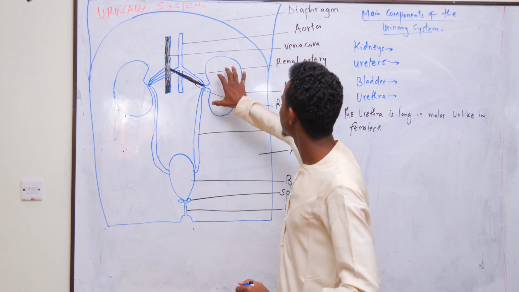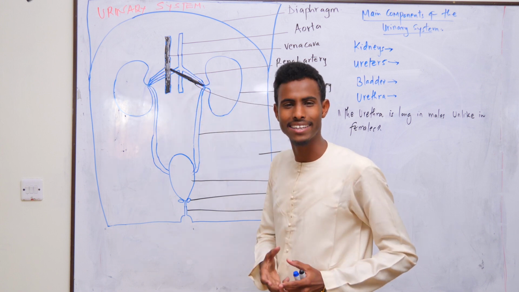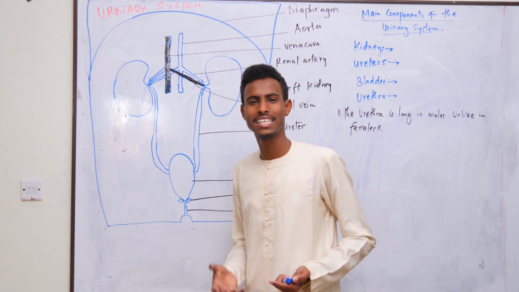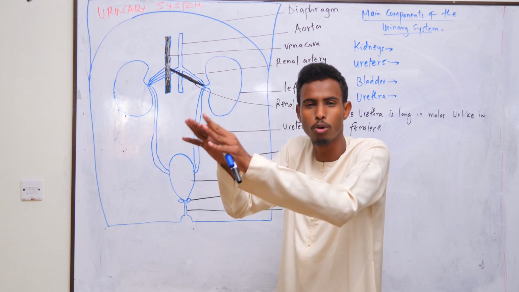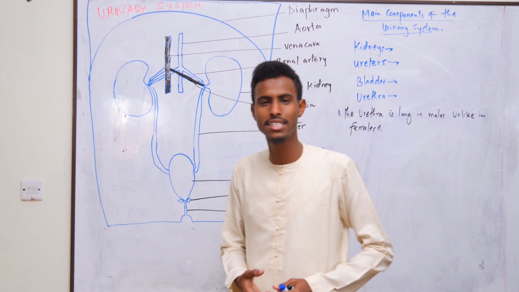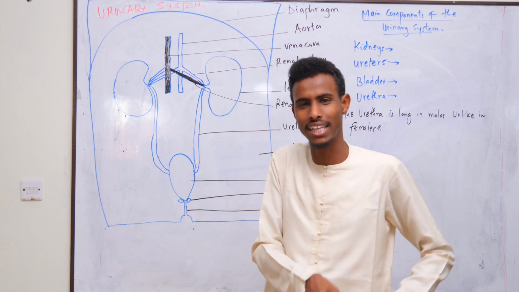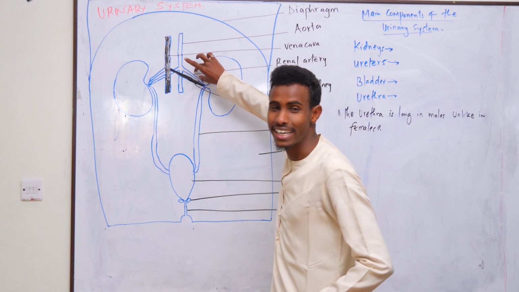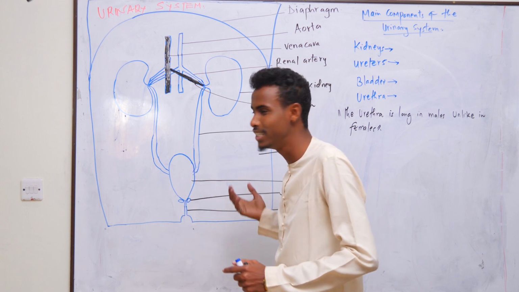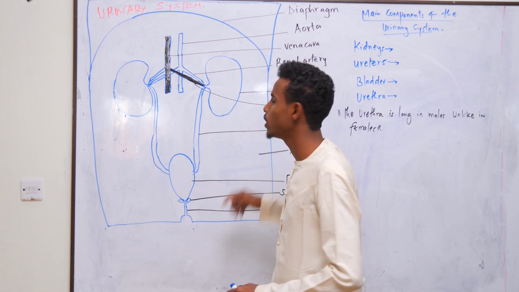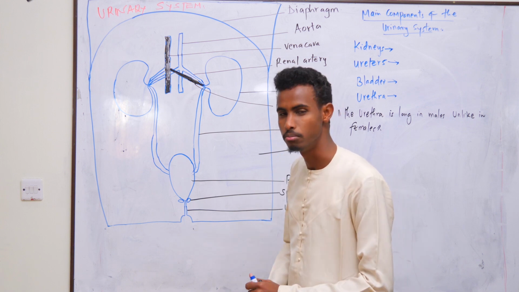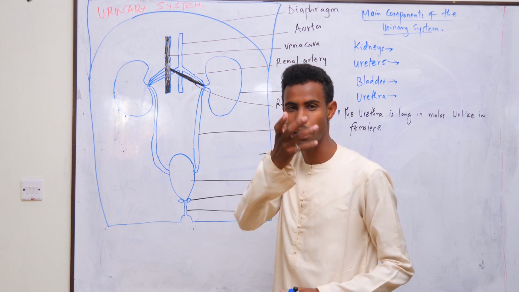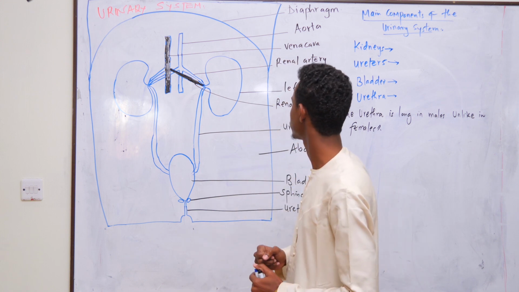Again, the kidney is supplied by arteries and veins. As we know, arteries carry blood away from the heart to the body tissues and organs, and veins carry blood towards the heart. As such, the renal artery supplies blood to the kidney, while the renal vein removes blood from the kidney. We're going to see this further when we discuss urine formation.